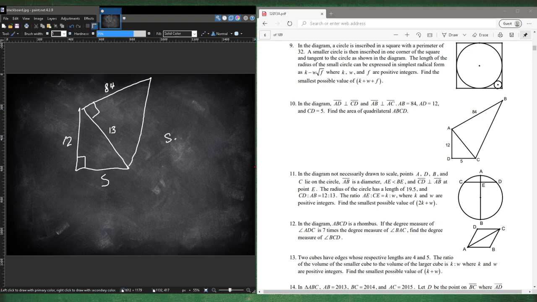So it's just 5 times 12 over 2 plus 13 times 84 over 2. You could just do this in your calculator. So that is 30 plus 546, and that should give us 576 as your answer.